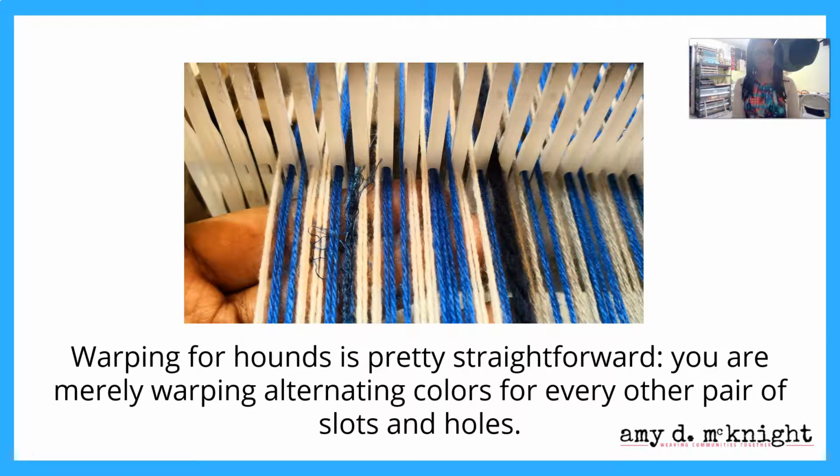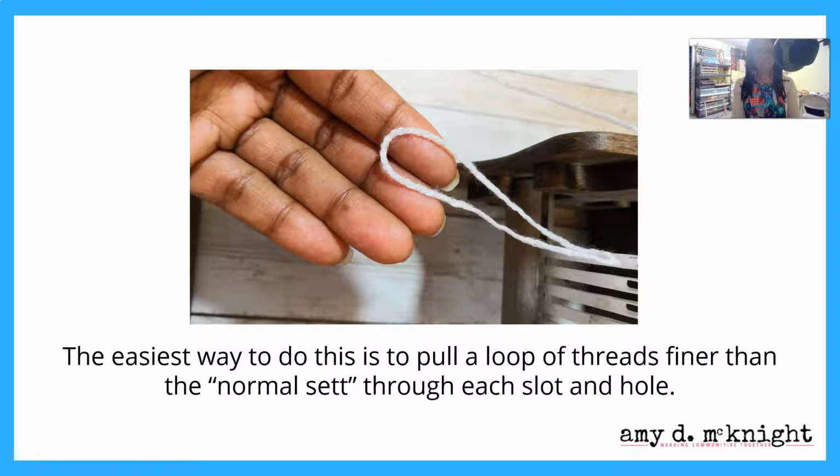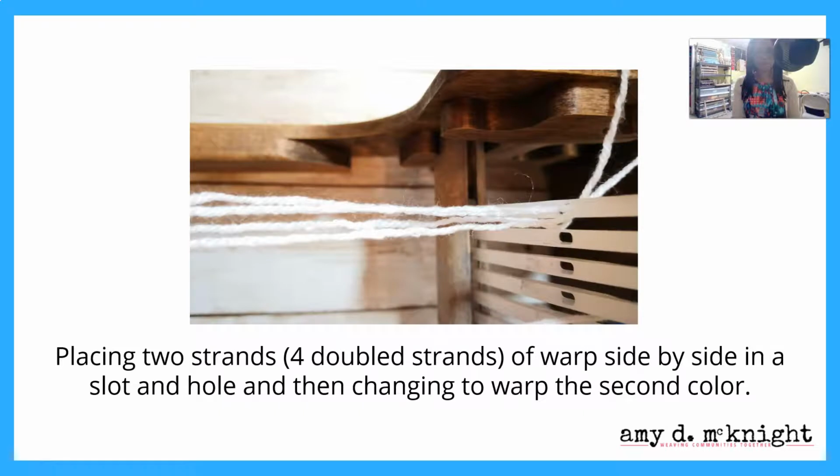Warping for houndstooth. Warping for houndstooth is pretty straightforward. You're merely warping alternate colors for every other pair of slots and holes. The easiest way starting out to do this is to use the looped method and a finer yarn than normal through each of the slots and holes. You're going to place 2 strands, or double, side by side. And then you're going to place another 2 strands of the second color side by side. This again is easy. You're done when you're just using double threads.